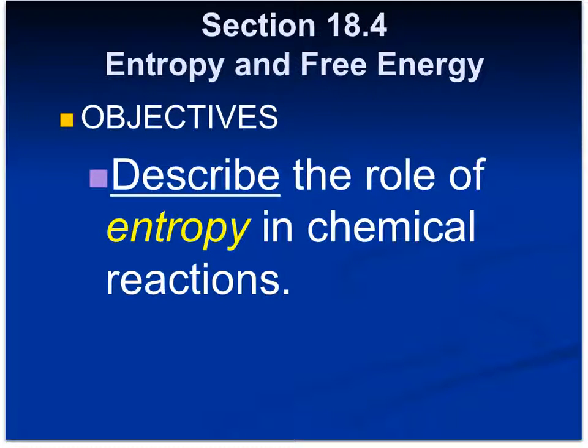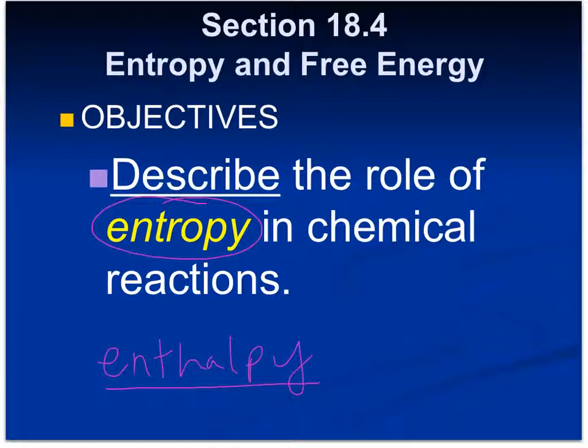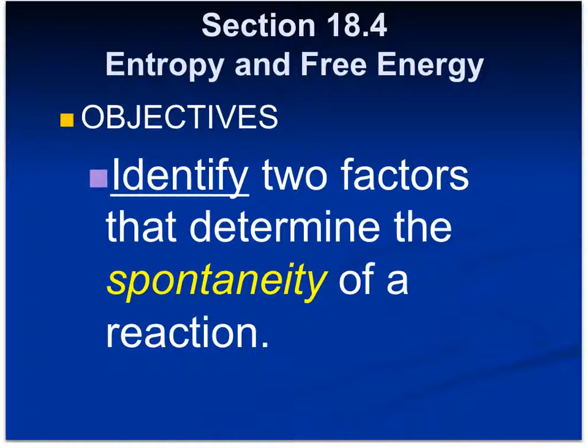Our primary objective for this chapter is to describe the role of entropy in chemical reactions. Now, pay attention to this word entropy. It is different from another word that we've talked about before, enthalpy. Remember, enthalpy was the change of heat in a reaction. We're going to see that entropy is the rate of disorder within a reaction. So these two things are different.